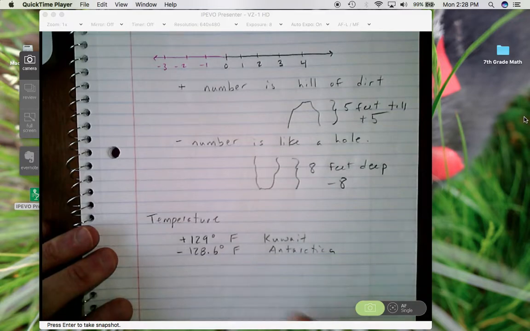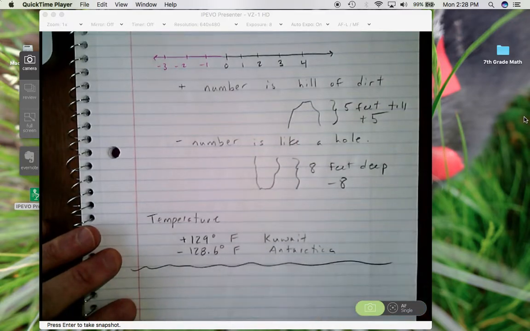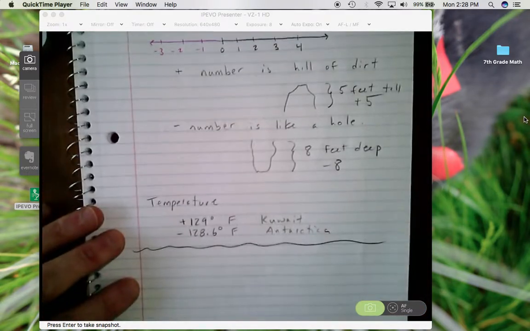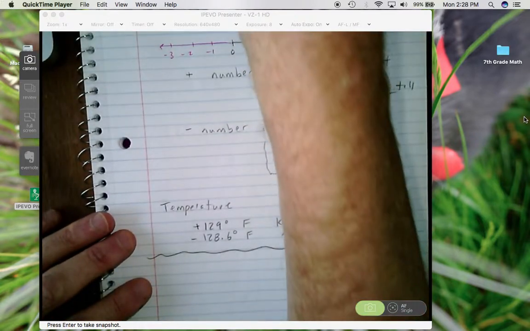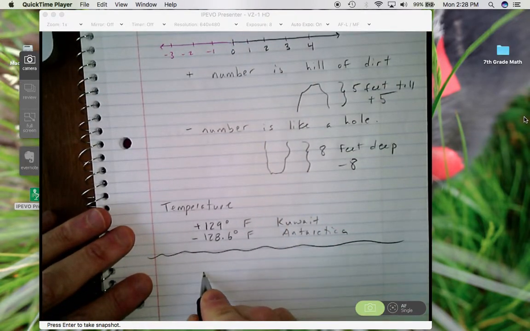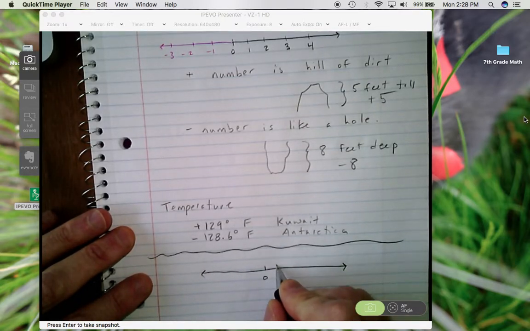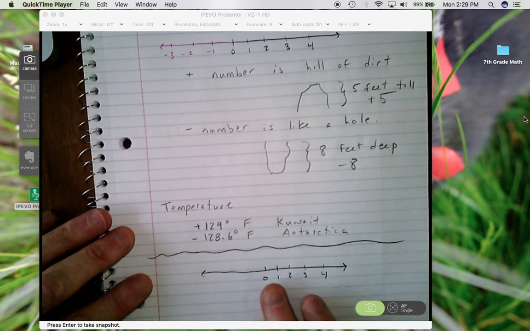Okay, so we have a new concept to talk about, and that goes back to our number line here. So again, on a number line, we got 0 in the middle, we got the positives on the right. Remember, bigger numbers are always on the right side on a number line. So 4 is bigger than 3, which is bigger than 2. And that might get a little confusing with the negative numbers because -1 is bigger than -2.